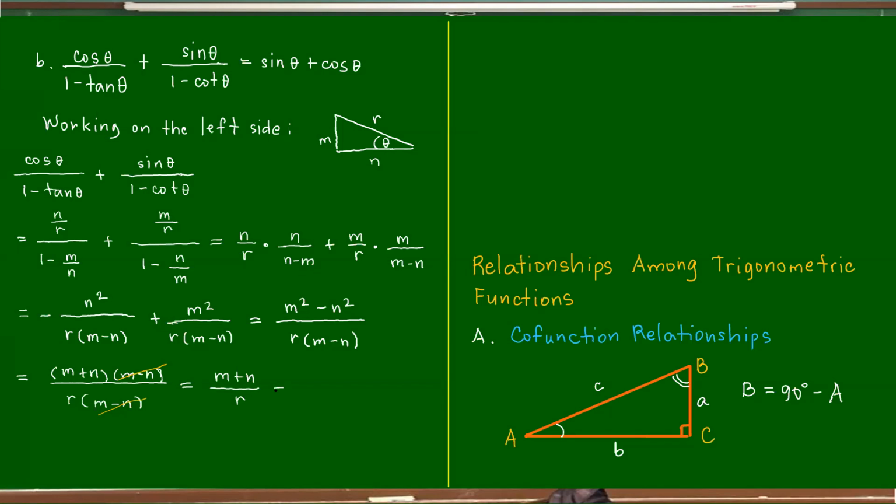We can split this, no? That is m over r plus n over r, because we want to express it as trigonometric functions. So m over r is equal to what? Sine theta, is that correct? And n over r is cosine theta. So, done. Proven.